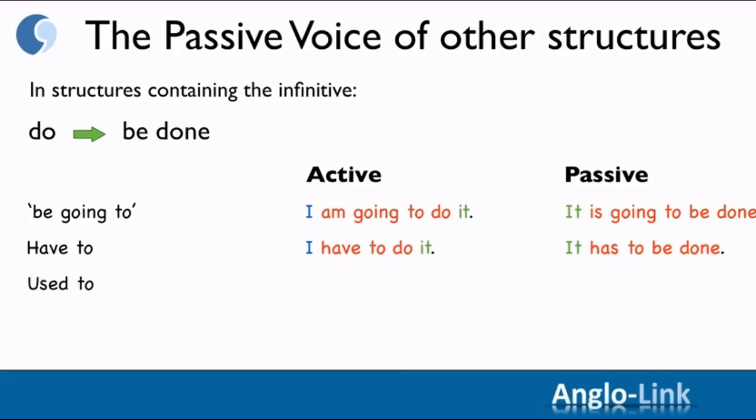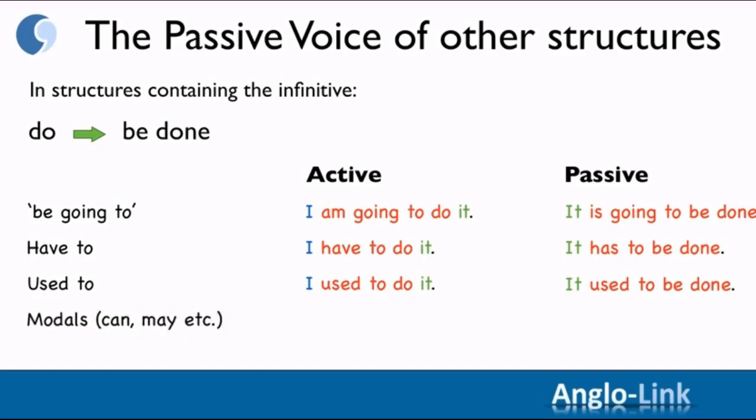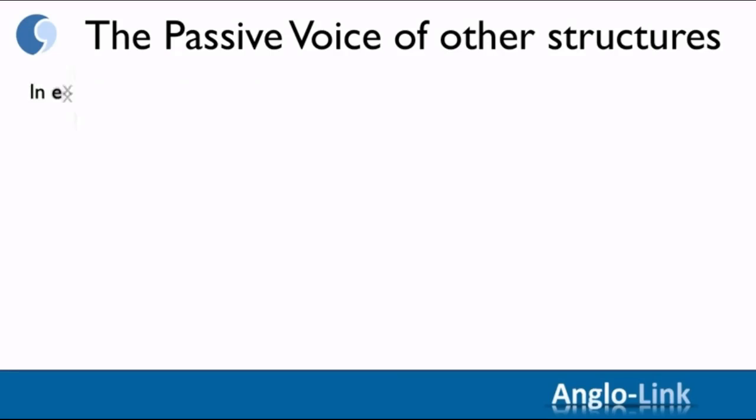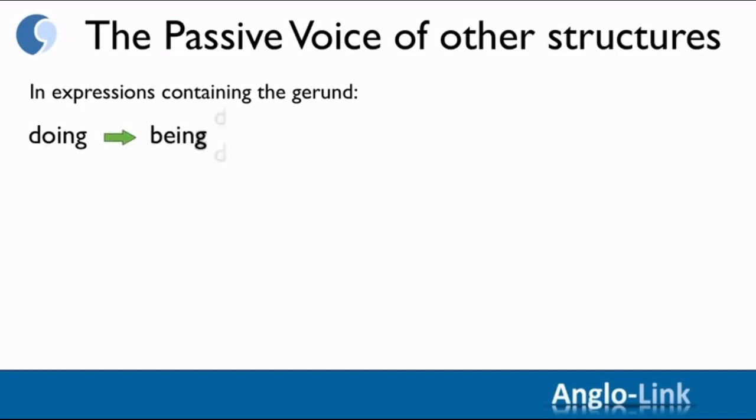Used to, I used to do it, it used to be done. And modal verbs like can and may, with infinitive without to, I can do it, it can be done. And the final structure, in expressions containing the gerund, doing, the passive voice is with being done.